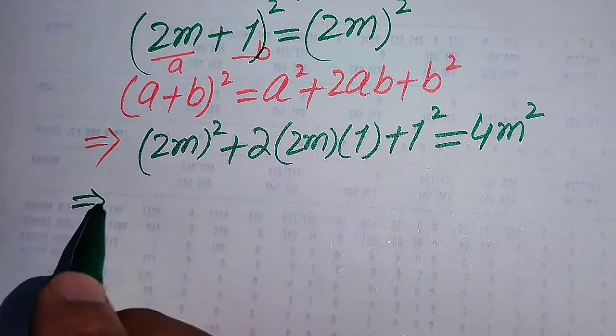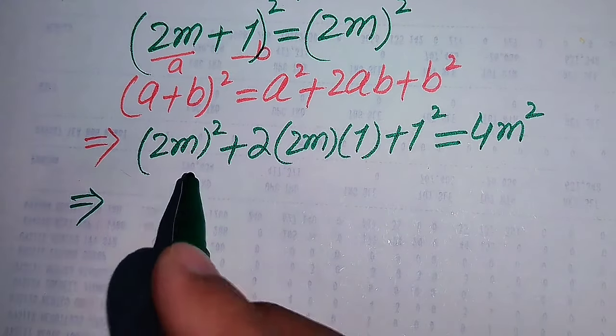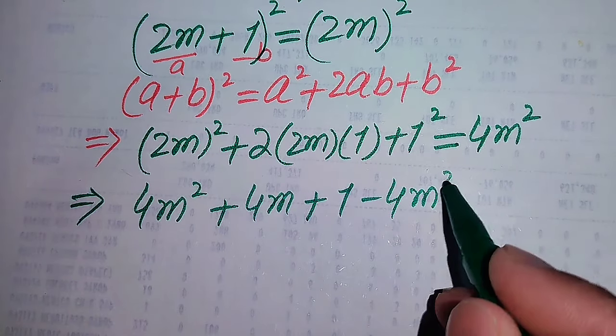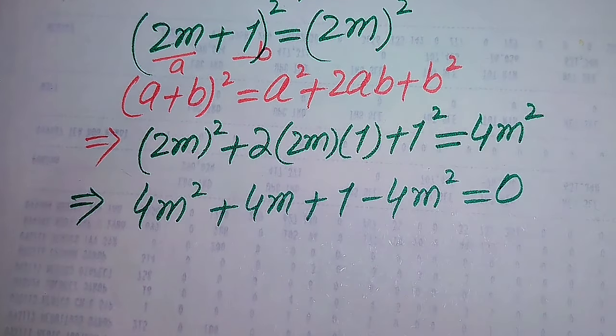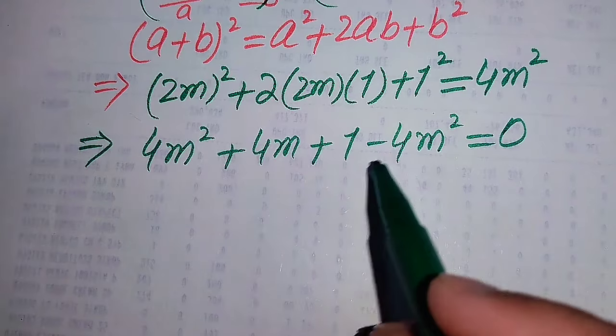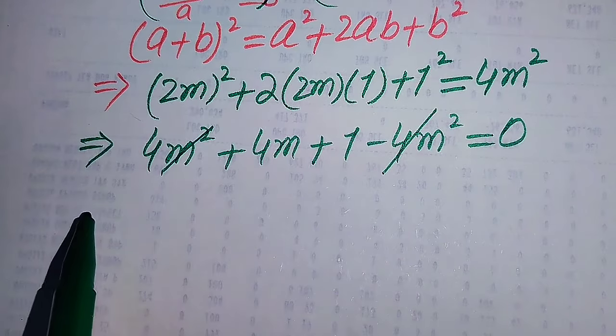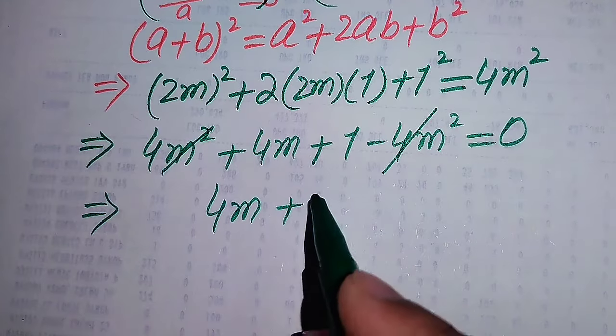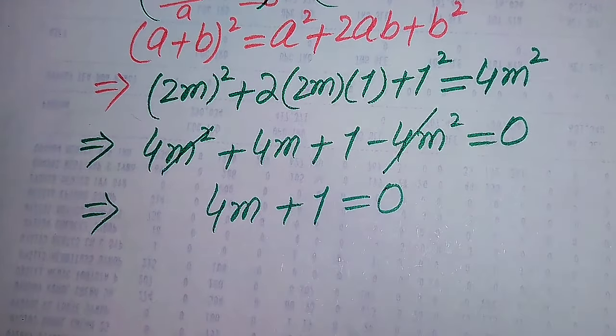And now in the next step we need more simplifications, and we have this 2 square becomes 4 times m square, and this 2 times 2 becomes 4m, plus 1 square equals to 4m. We move this 4m from the right hand side to the left hand side, and it becomes minus 4m, and this whole equation is equal to 0. The negative term and the positive term are cancelled out by each other, and we get 4m square plus 1 equals to 0.